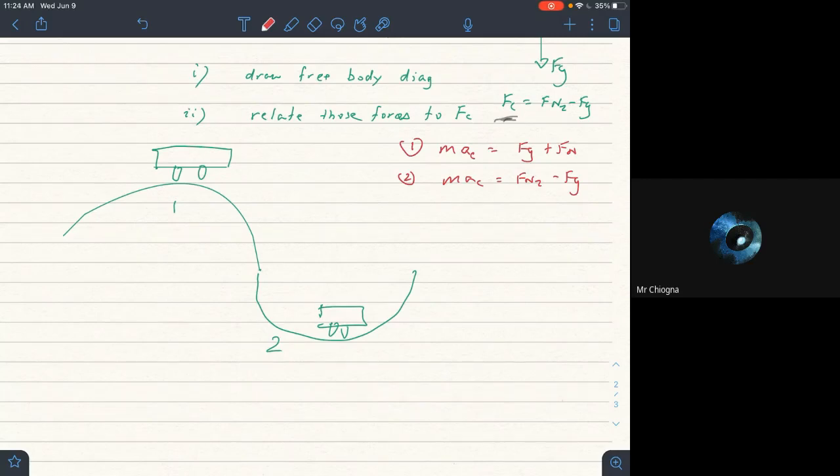For this scenario here, let's draw the free body diagram first. Free body diagram here, FG always is acting down. What's acting up? Smaller vector, Fn, it's not as big. So the centripetal force here is just Fg minus Fn1. What about scenario 2? If Fg is always pointed down, but the normal force in this case must be bigger than Fg.